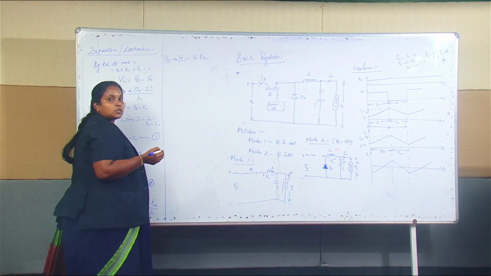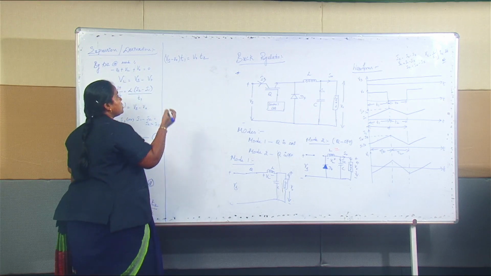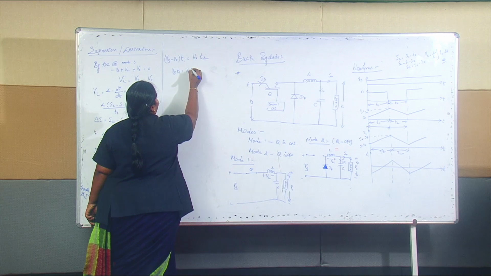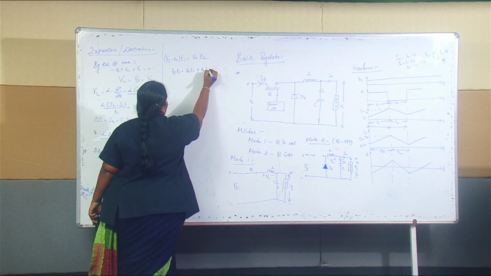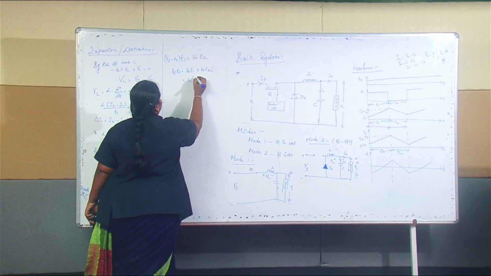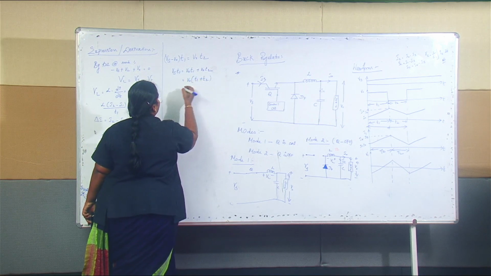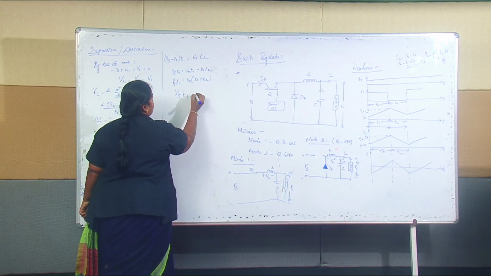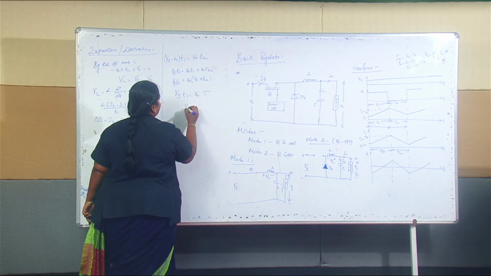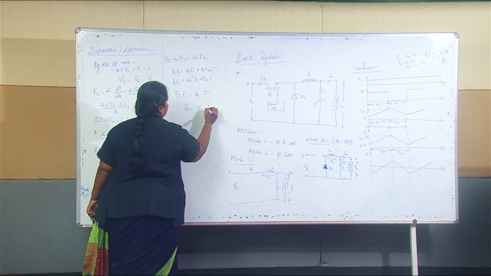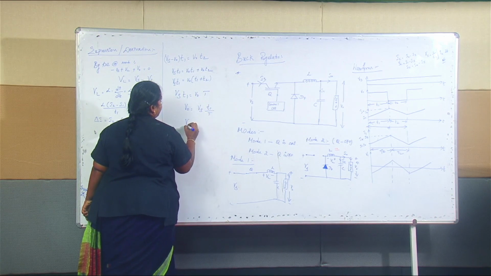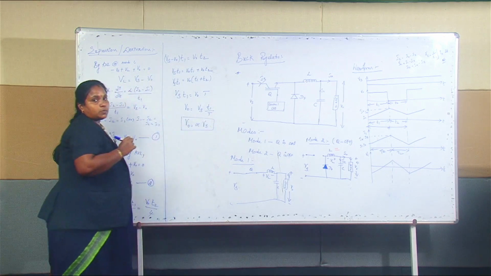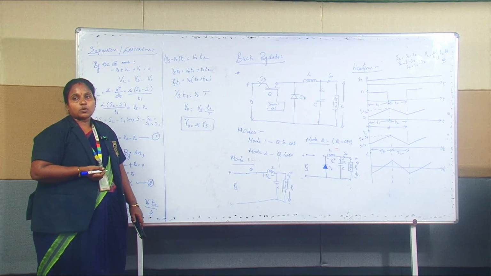From this we can find the expression for output voltage in terms of the supply voltage. So your Vs into T1 is equal to V naught into T1 plus V naught into T2, which is V naught into (T1 plus T2), which is V naught into T. So V naught is equal to Vs into T1 by T, that is alpha into Vs. From this we found the expression for the output voltage in terms of the supply voltage.